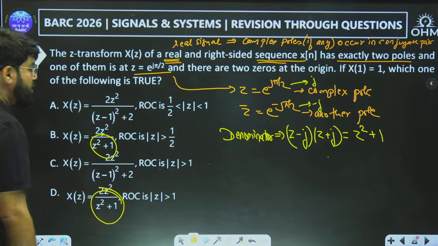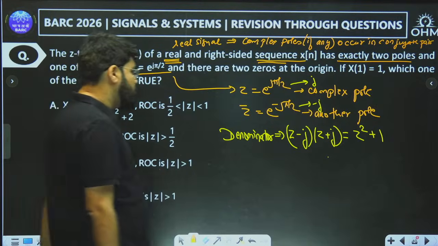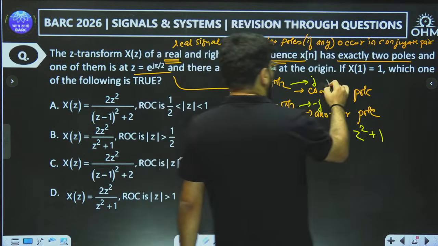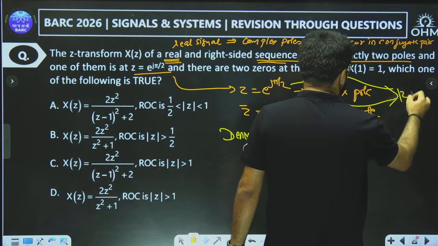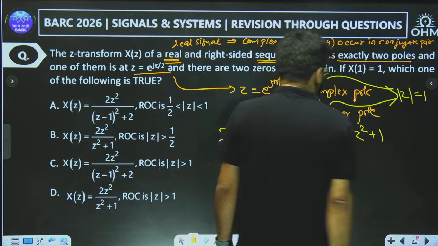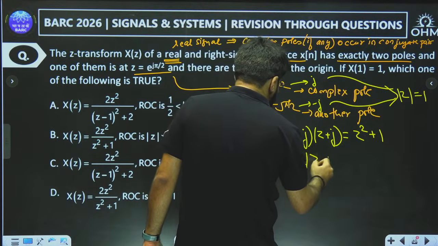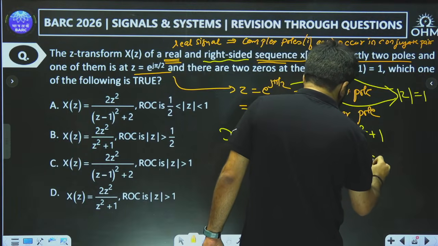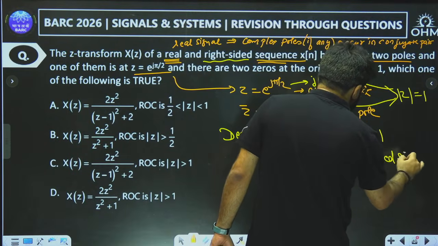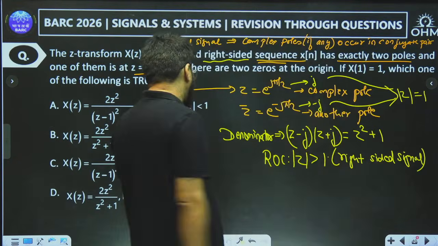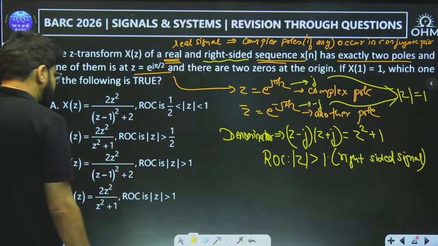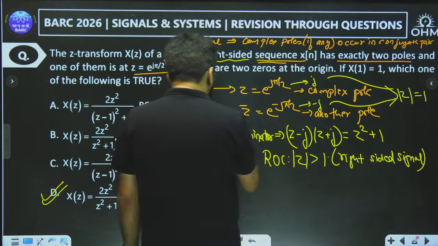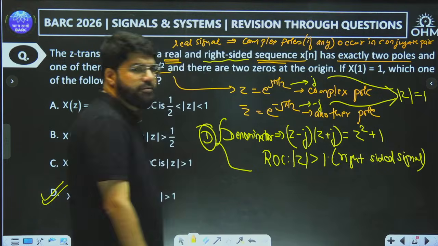Now, what is going to be the ROC then? I think only this much can conclude the answer. For either of the poles, what is mod z? The magnitude of j is 1. So the ROC has to be mod z greater than 1. Why? Because a right-sided signal x[n] is given, the ROC has to be the exterior of a circle. So z square plus 1 with mod z greater than 1 is only in option number D. This much alone is enough to say option number D.